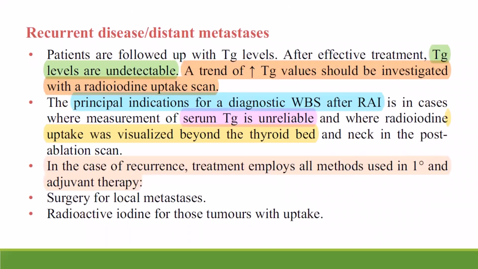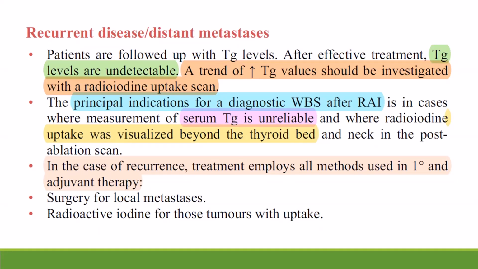Patients with recurrent disease and distant metastasis are followed up with TG level. After effective treatment, TG levels are undetectable. Once there is a trend of increased TG value, it should be investigated with radioiodine uptake scan or whole body scan. The principal indication for diagnostic whole body scan after radioactive iodine is in cases where measurement of serum TG is unreliable due to, for example, the presence of anti-TG.